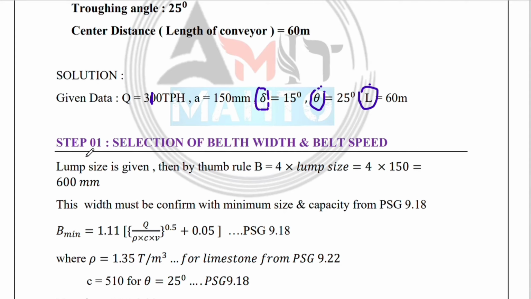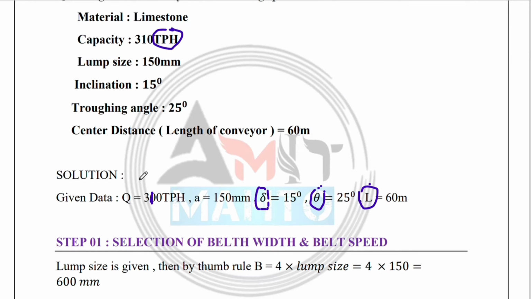So the first step is selection of belt width and belt speed. In this step we will calculate belt width as well as the speed of the belt. Lump size is given, which is 150 mm.